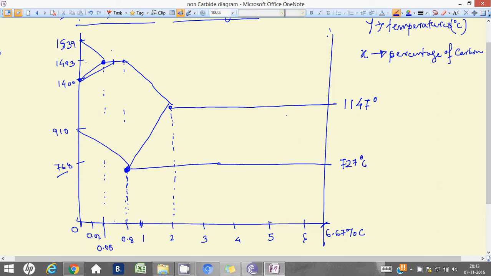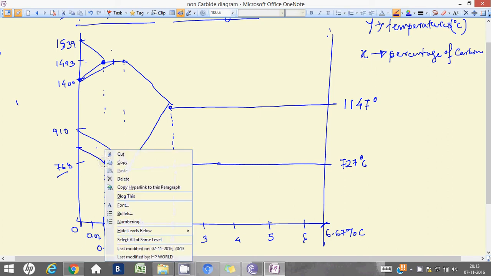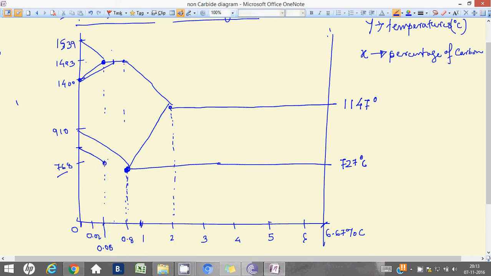Now what we will do is take a certain point between these two, and from this point we will draw a line on this 0.8, on this 0.8. Sorry, just a minute.